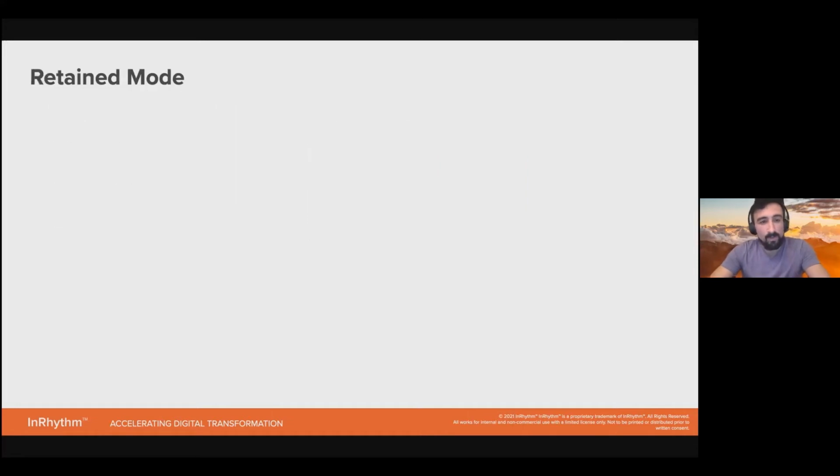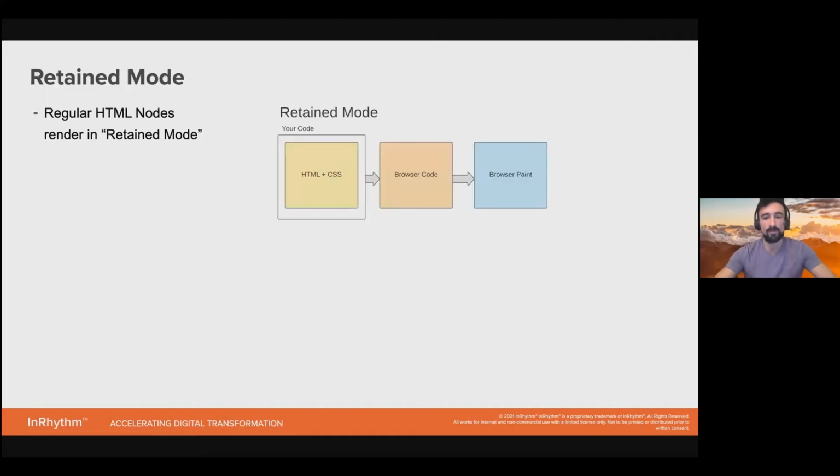Now, let's compare that with how traditional DOM elements are painted on the screen. They use what's called retained mode. And on the right, you see a similar illustration, but you notice that in between our code on the left of the illustration and the browser painting on the right, there's that middle step where the browser has some code that's running.